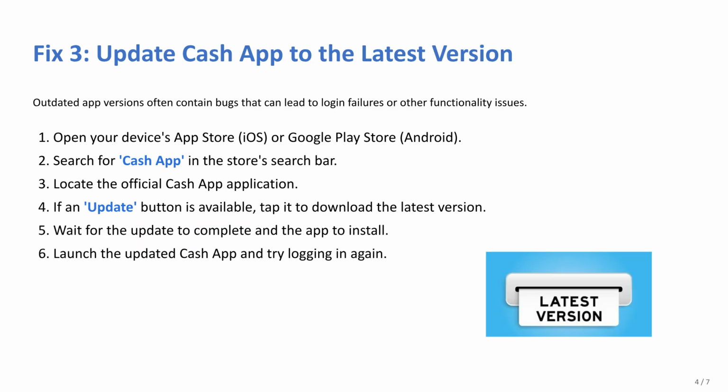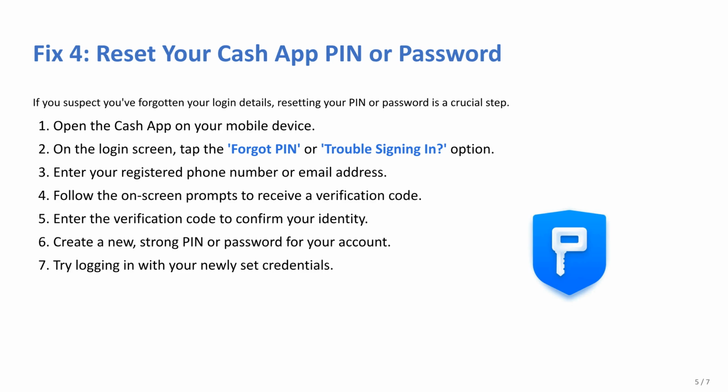Keeping your app updated is essential, as older versions may contain bugs. Visit your device's App Store or Google Play Store and search for Cash App. If an update button is visible, tap it to install the latest version, then relaunch the app and try to log in again. If you have forgotten your credentials, you can reset your PIN or password.